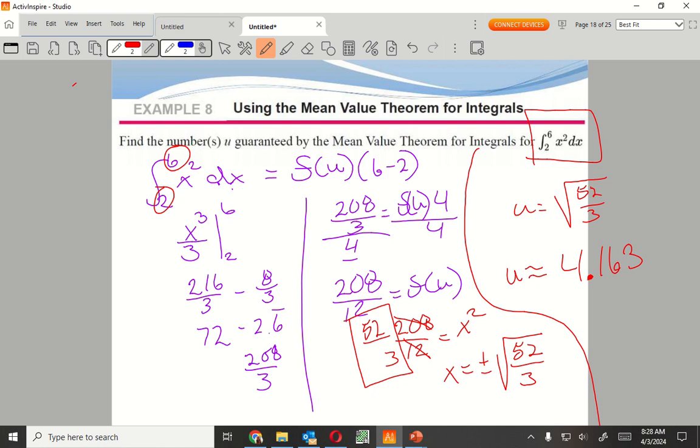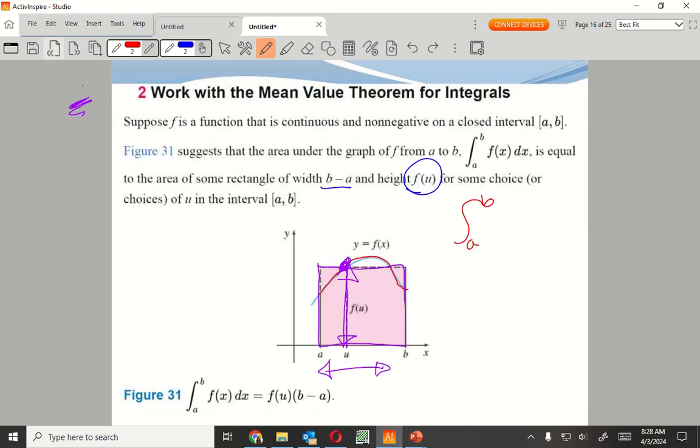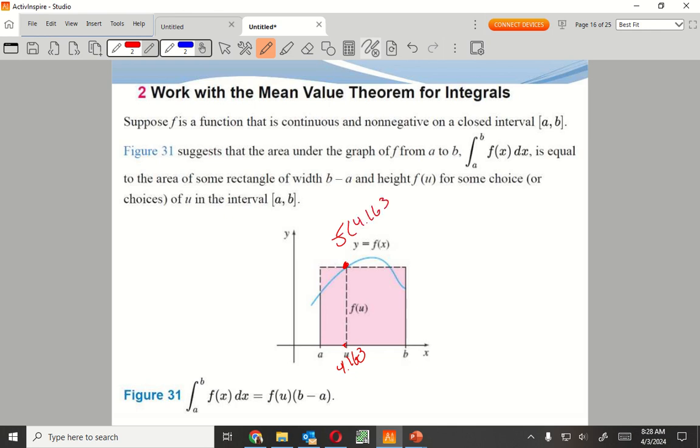And if I go back to what my diagram looked like, my u value is 4.163. My f of 4.163, or my 52 over 3, is that value right there. That's the height of my average, where it's going to come out to be. And then from a to b my bounds were 2 to 6. So that's basically what we just did. If we're going to find the area of a rectangle that is equal to the size of the area under the curve.